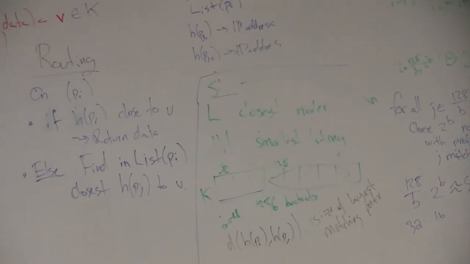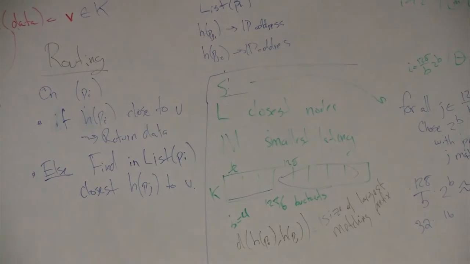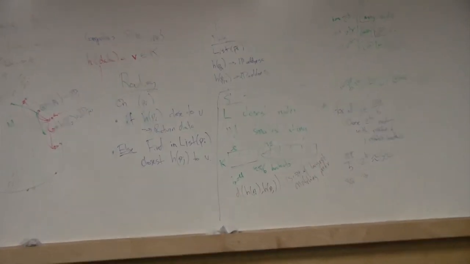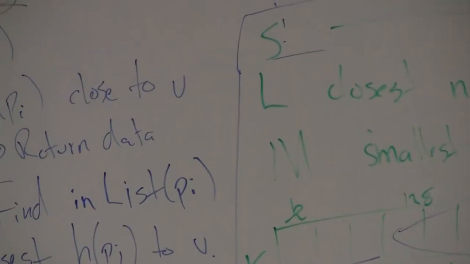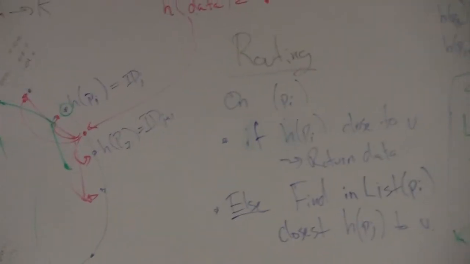Any questions on how this works? This is kind of the overall summary of how you would store this data distributedly, and then how you would look this data up. How do you measure distance through the network to a given node?